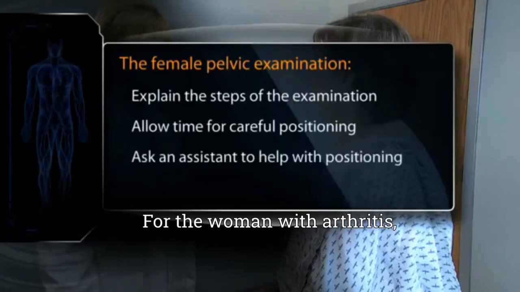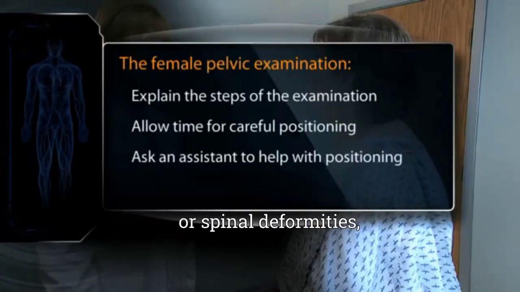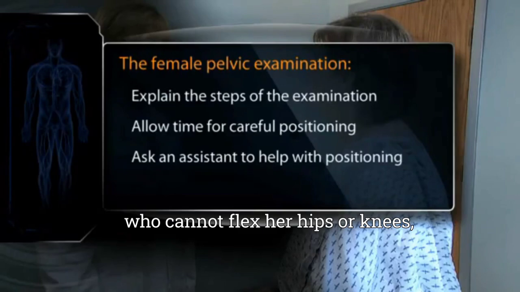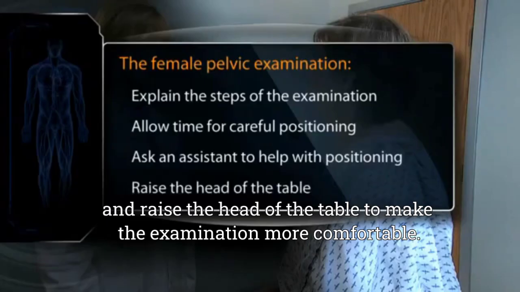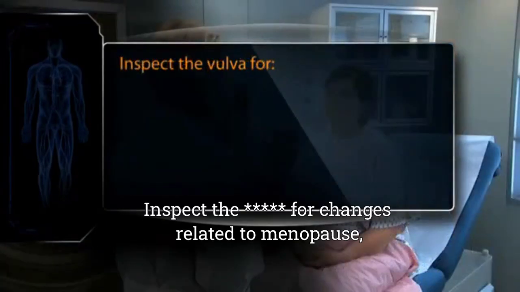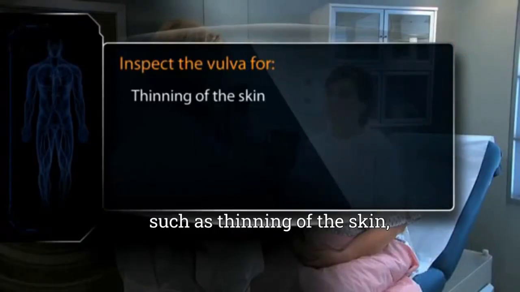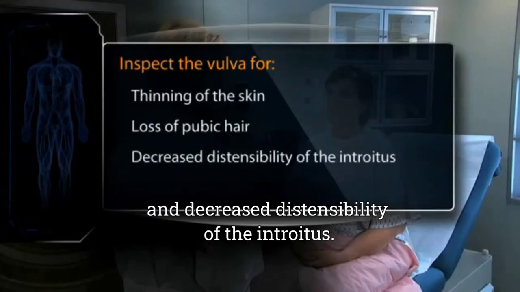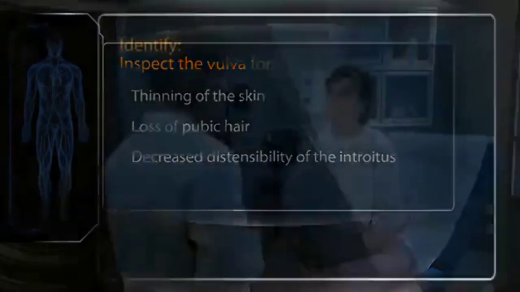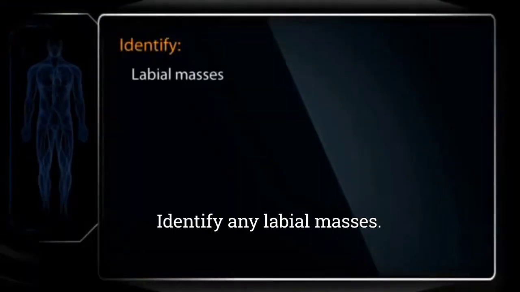For the woman with arthritis or spinal deformities who cannot flex her hips or knees, ask an assistant to help with positioning the older patient and raise the head of the table to make the examination more comfortable. Inspect the vulva for changes related to menopause, such as thinning of the skin, loss of pubic hair, and decreased distensibility of the introitus. Identify any labial masses.